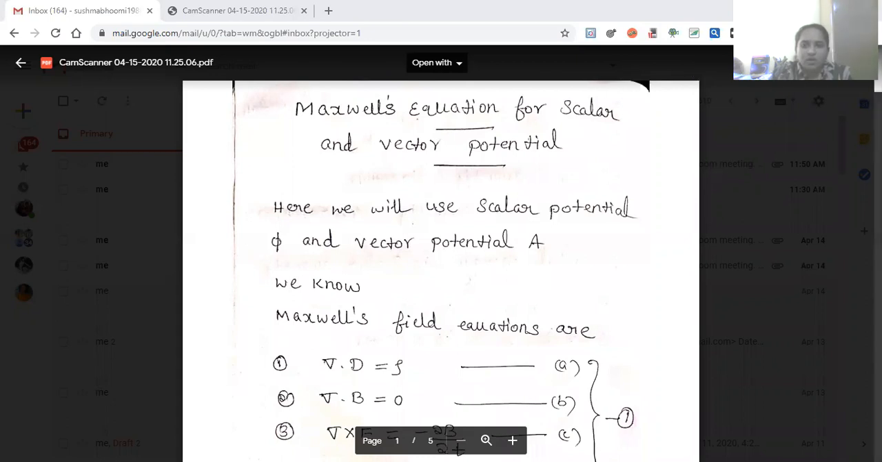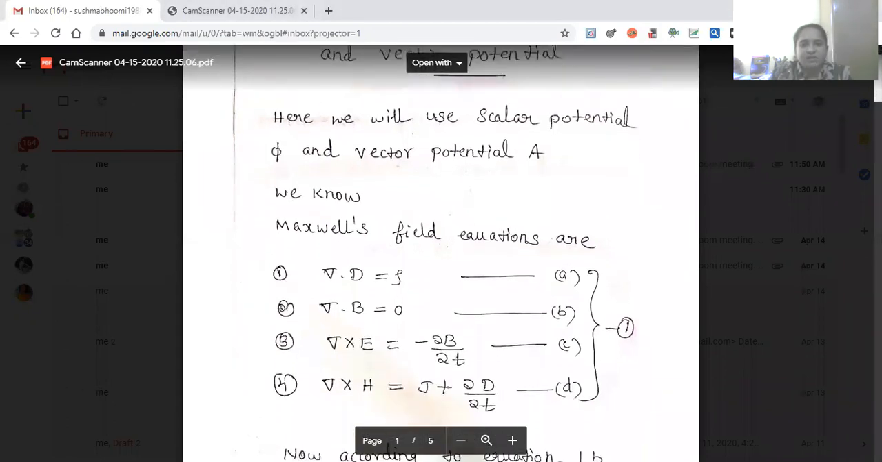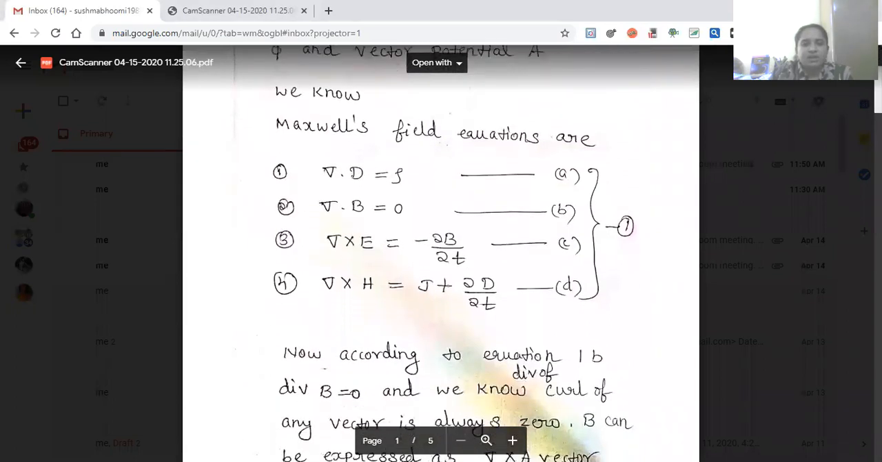You already know Maxwell's field equations: divergence of D equal to rho, divergence of B equal to 0, curl of E equal to minus del by del t of B, and curl of H equal to J plus del by del t of D. These are Maxwell's field equations. We'll call these equations 1a, 1b, 1c, 1d.